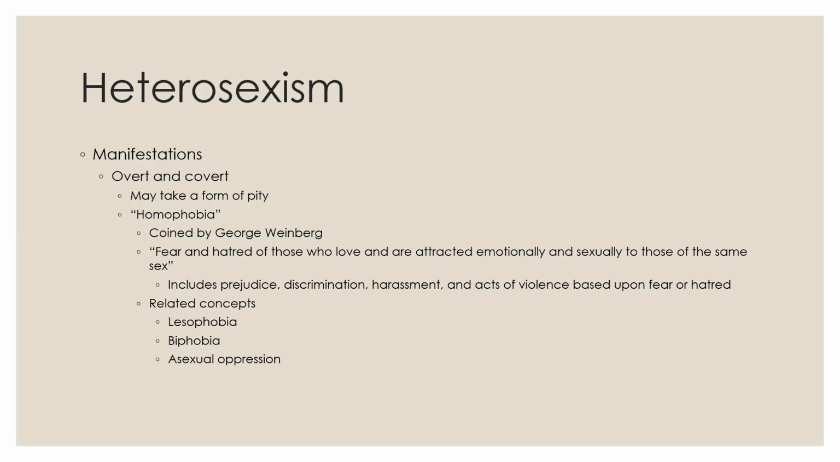So we're going to talk about the manifestations of heterosexism. So this is overt and covert, excuse me. This may take the form of pity. People who are part of that privileged group, who are part of the dominant group, they may experience sympathy for those who don't identify as heterosexual. And a lot of times it's more along the lines of, oh, I feel sorry for you because you can't be who you are.